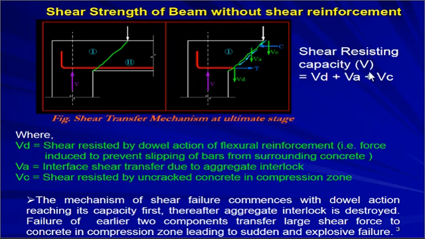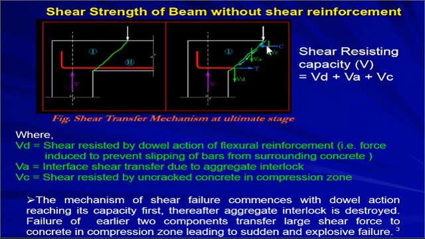So here, shear resisting capacity is formed by three components. One is VD, and that is shear resisted by dowel action of flexural reinforcement. It is nothing but the force induced to prevent the slipping of bars from surrounding concrete. So here is the arrow VD, and that is the tension in the steel and dowel action which exists here. The second part is VA, and VA is along the crack. It is the interface shear transfer due to aggregate interlocking. So aggregate interlocking provides this component of force.